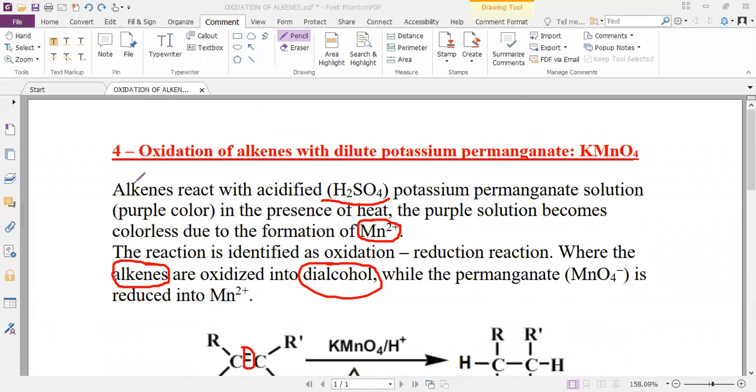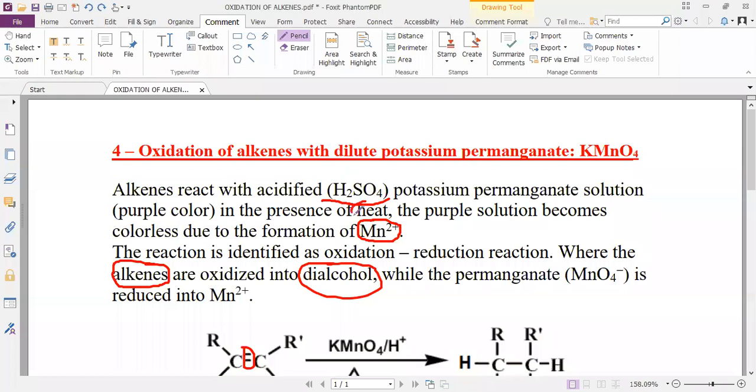So I will repeat. Now, oxidation of alkenes with dilute potassium permanganate solution, KMnO4. Potassium permanganate has a purple color. Now we add to it a few milliliters of H2SO4 in order to have acidified potassium permanganate. And here H2SO4 acts as an oxidizing agent.